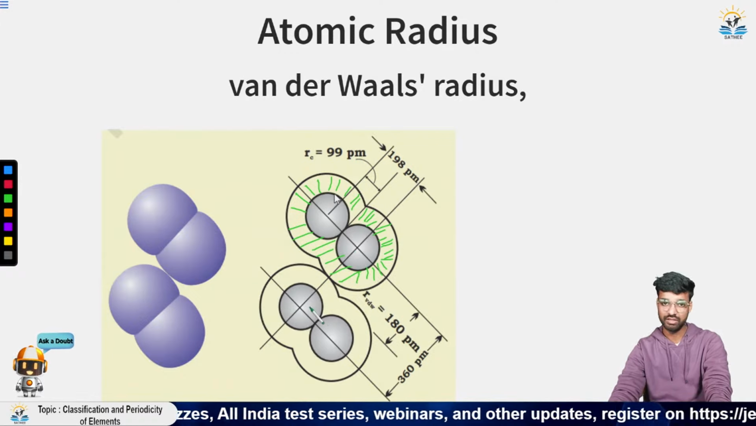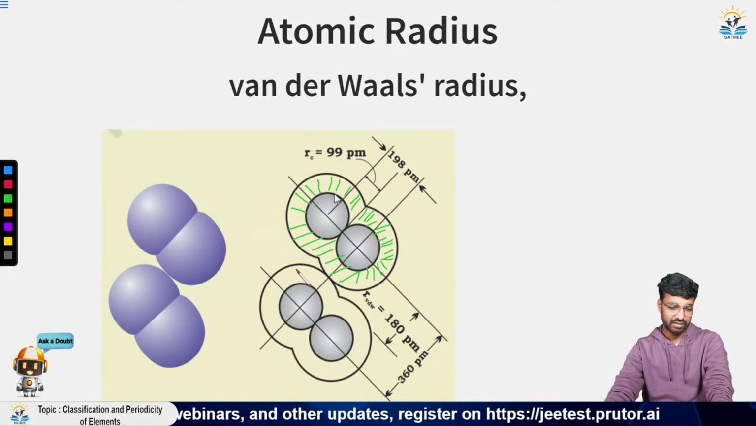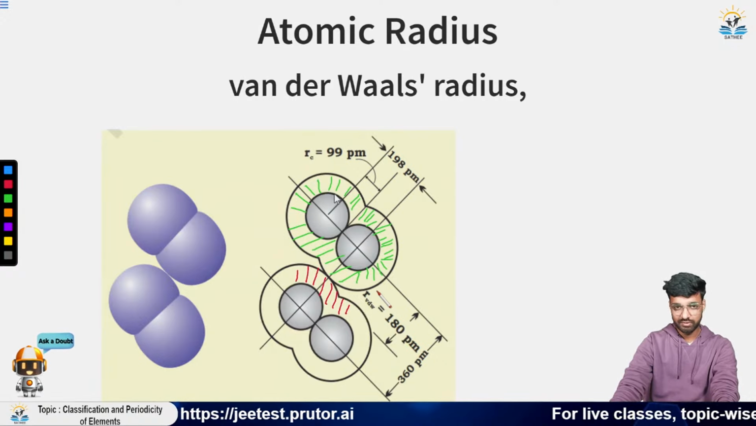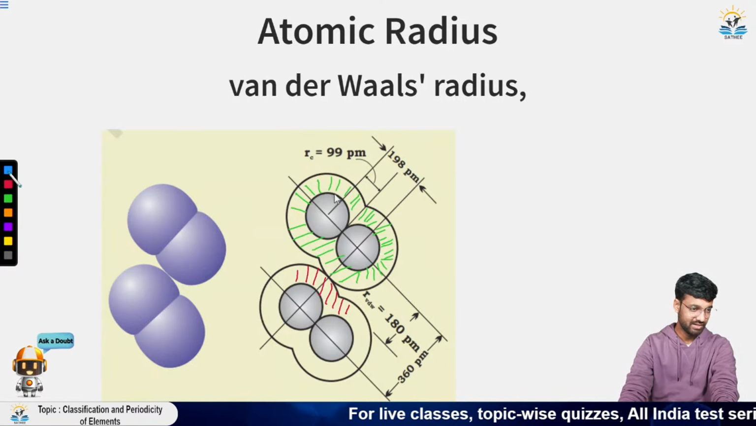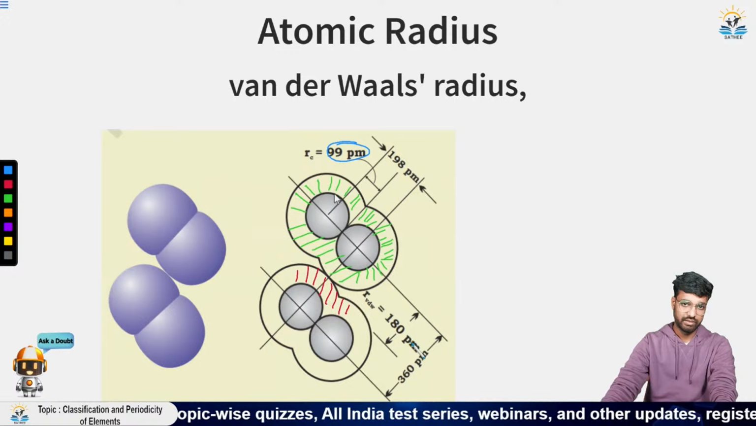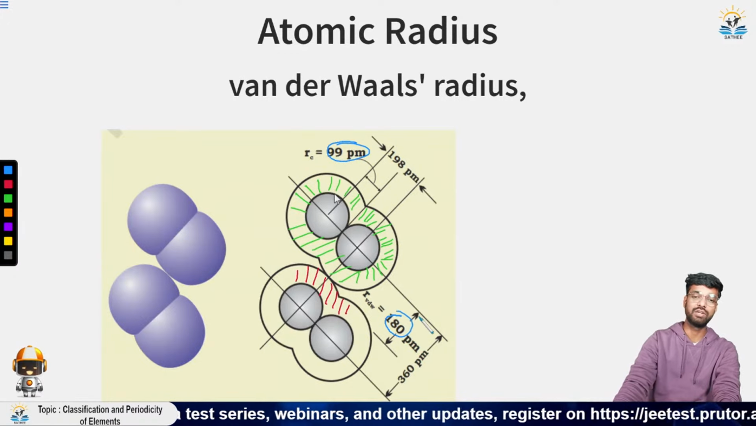Due to this reason there is a larger gap between these two, and the distance between these two isolated atoms is considered as 2 times the van der Waals radius. Now you can see very clearly that the covalent radius for this molecule is 99 picometers, while the van der Waals radius of the same molecule is 180. So it is almost double.